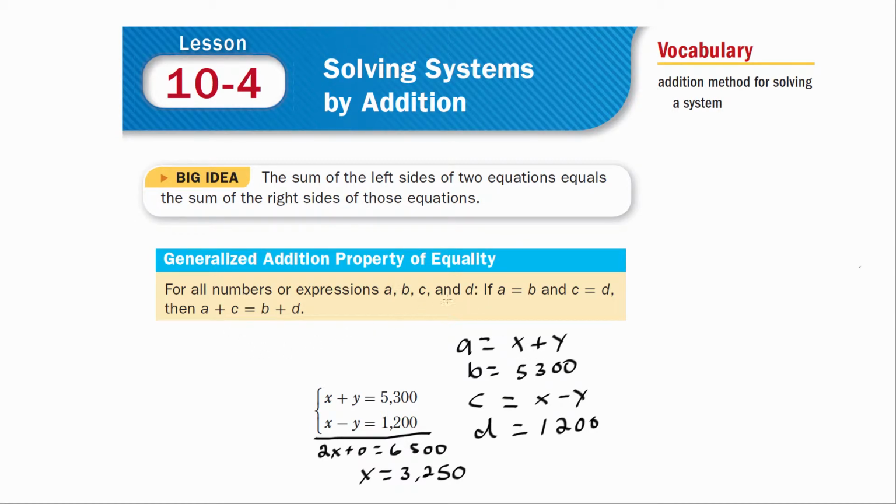So this idea of the generalized addition property is why this adding of two equations together works. It's because x minus y is equal to 1200, therefore I'm adding the same thing to both sides of the equation. They're just represented differently. Let's try some problems.